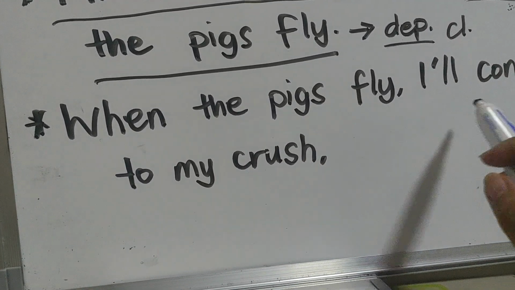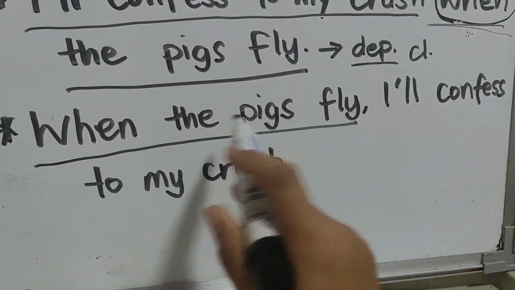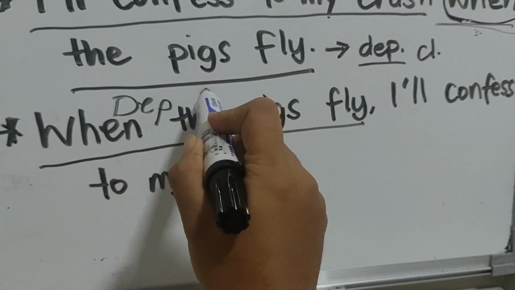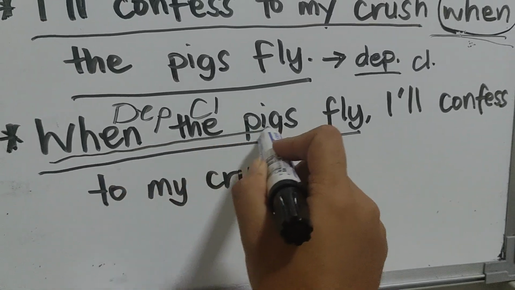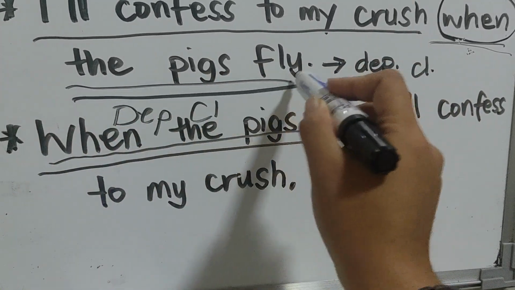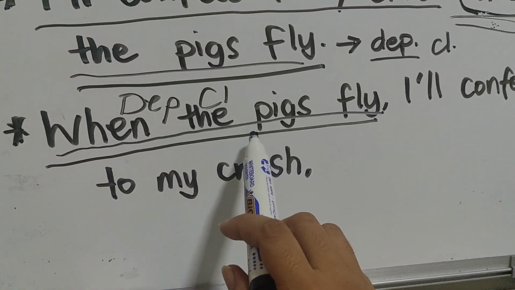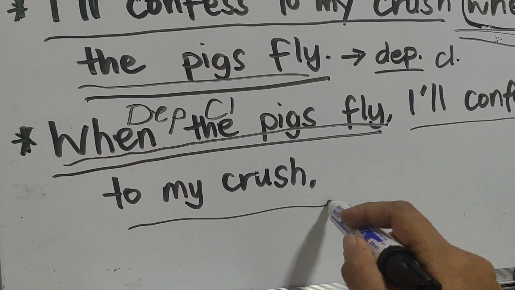When the pigs fly, I'll confess to my crush. So, same thing. You have your dependent clause here. Double underline, so you can differentiate between the two. Okay, this one then: dependent clause and then your independent clause.